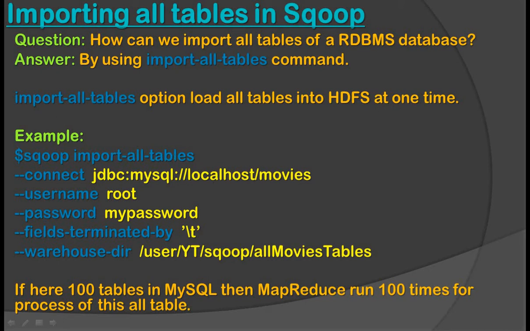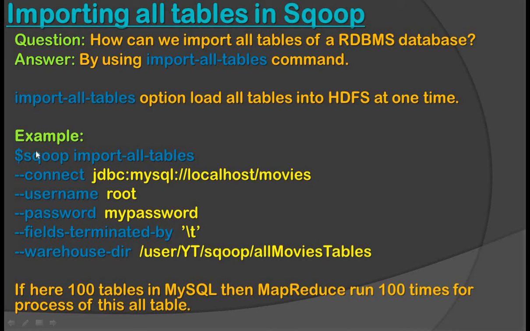This is the example. In this example we can see sqoop import-all-tables, and this is the connection string: --connect jdbc:mysql://localhost/movies --username root --password mypassword --fields-terminated-by '\t' --warehouse-dir /user/yt/sqoop/allMoviesTables.